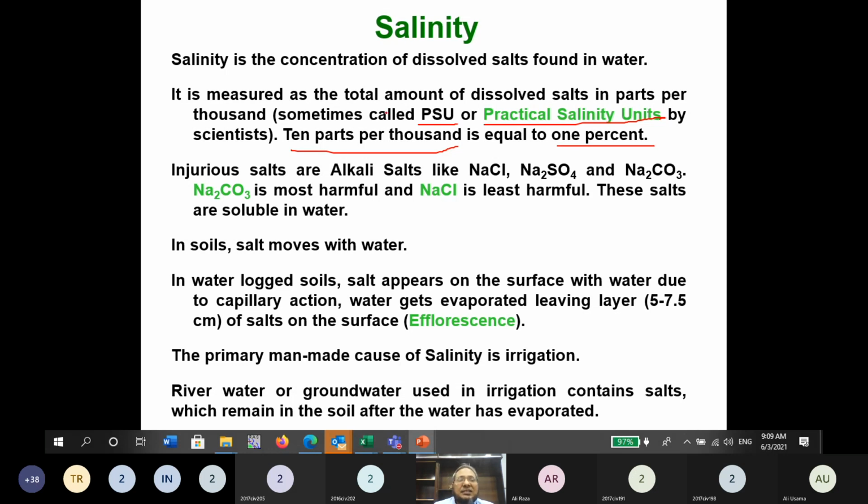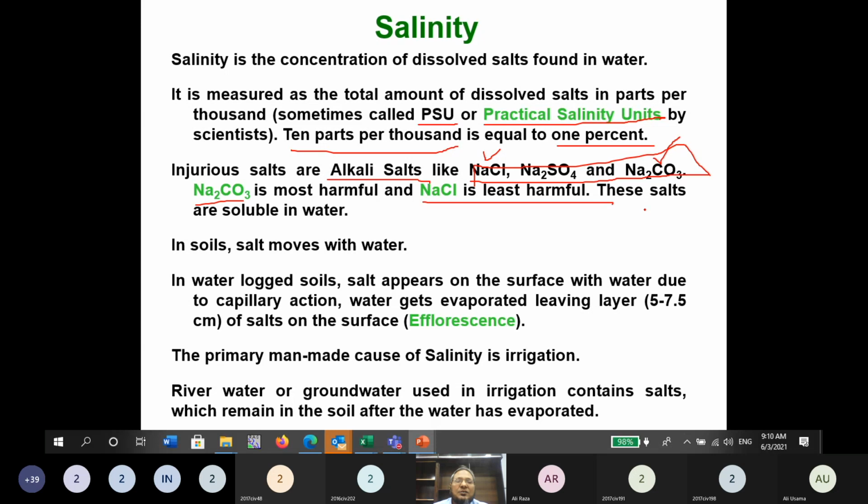Okay. What are the injurious salts for agricultural lands? Those are alkali salts. What are their examples? These are the examples: sodium chloride, sodium sulfate, and sodium carbonate. What is sodium chloride? This is the salt which we use in our homes, which we eat. And what is sodium carbonate? Dobi soda? Yes, sir. Which we use for washing clothes, etc. This sodium carbonate is the most harmful salt, and sodium chloride is the least harmful.